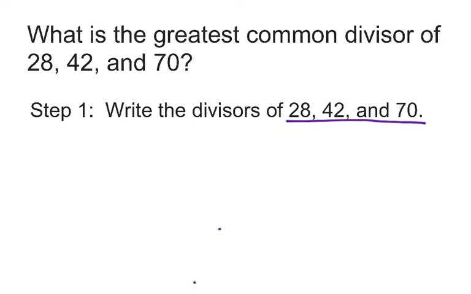Now we're going to do this by listing the factors. There's another way of doing this, and we're going to get into that on another tutorial. But for now, we're going to list the factors of 28. So the factors of 28, we of course have 1 times 28.